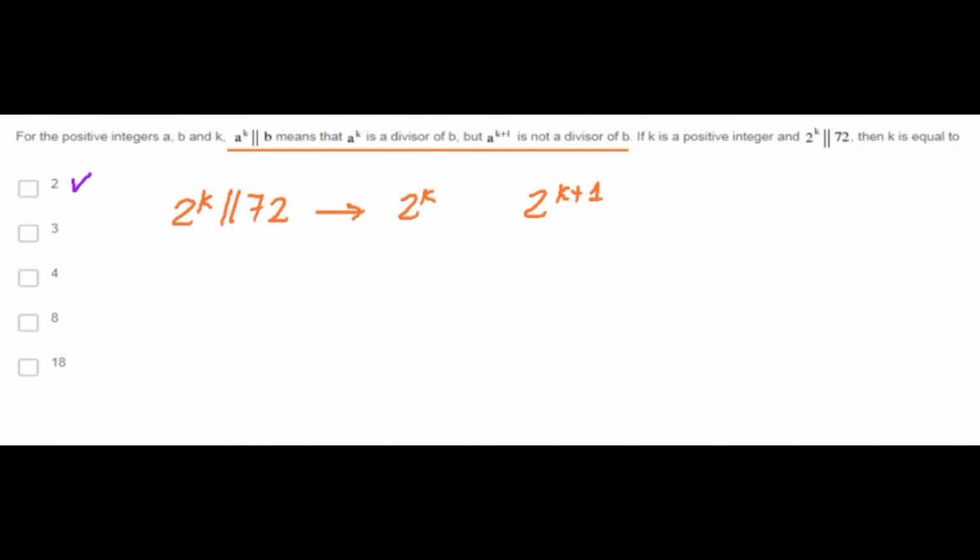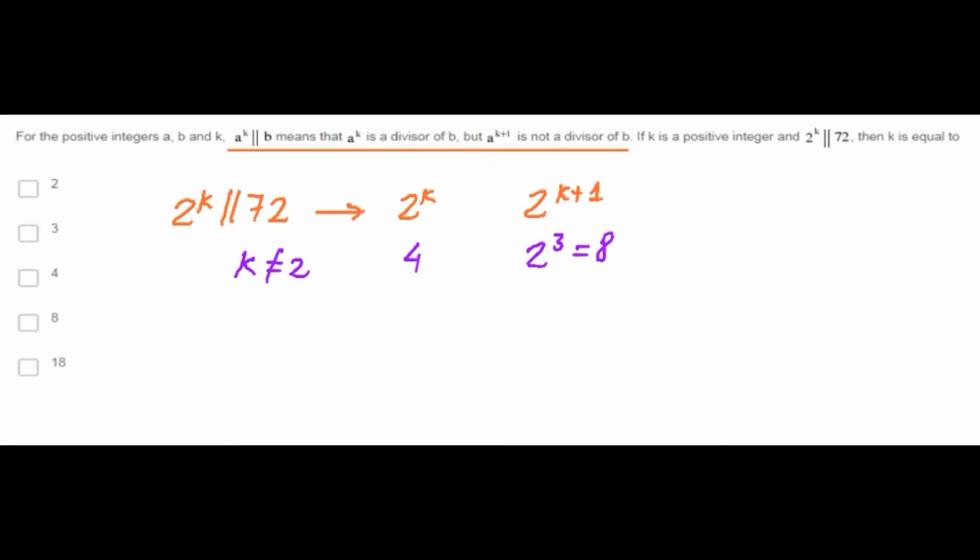I'll start with choice A, 2. If k is 2, then 2 to the k is 4, and 2 to the k plus 1 is 2 cubed, 8. Here, 4 is a divisor of 72. 8 is also a divisor of 72. But remember that they state that 2 to the k plus 1 is not a divisor of b, here, 72. Therefore, k cannot be 2.